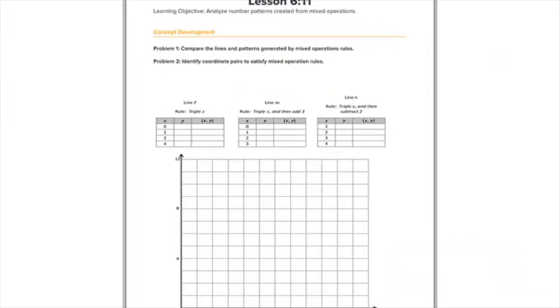All right, we are looking at Module 6, Lesson 11. So we are analyzing number patterns created from the mixed operations. So we're adding in a step to what we did yesterday. So let's look at line L.